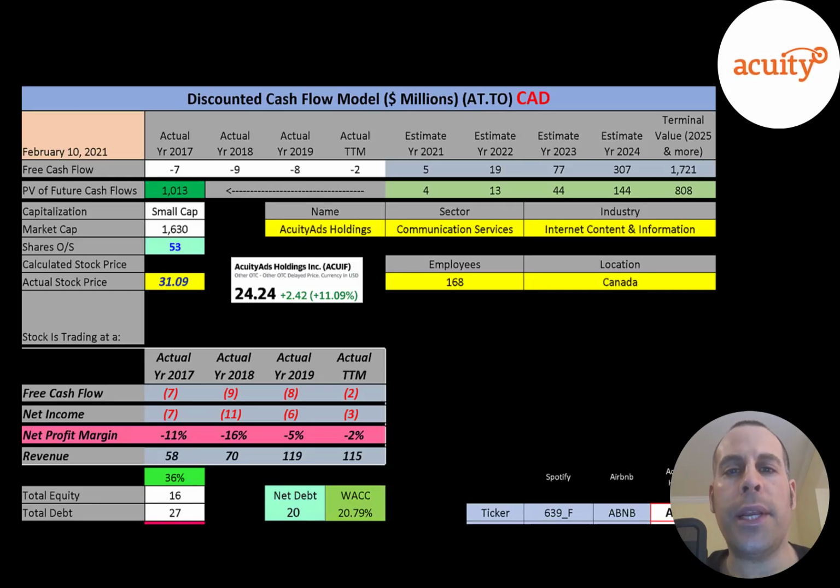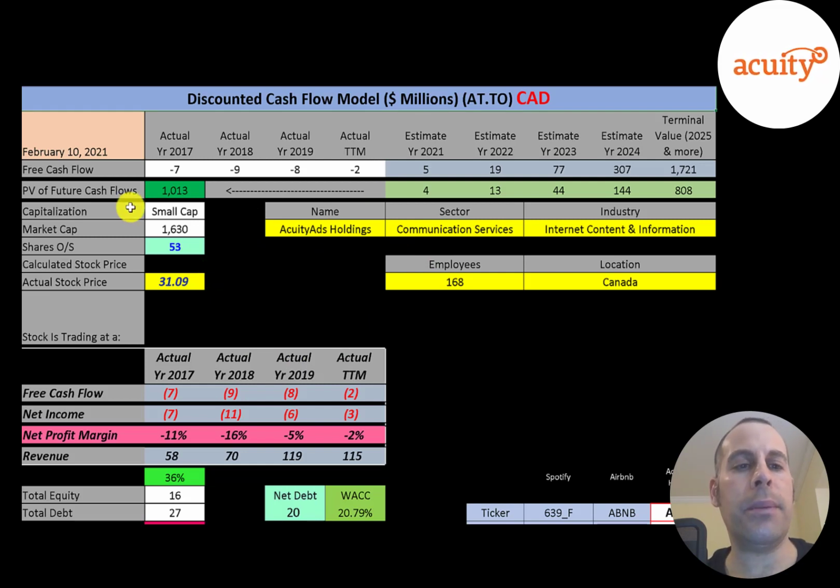We're going to look at the ticker that trades on the Toronto Stock Exchange. All the numbers in this video are in Canadian dollars. The company also trades on the pink sheets in the United States. The ticker is ACUIF. Let's get started with the model.